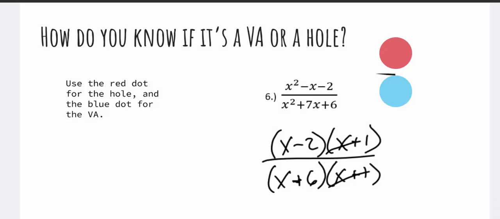Alright, how do you know if it's a VA or hole? So just a chance to really think about what goes where and what happens. Okay, so when you use a red dot, put it on the hole. So which one actually cancels out? Is that enough time? Okay. So the VA must be -6.